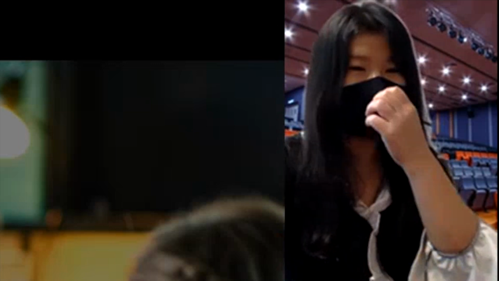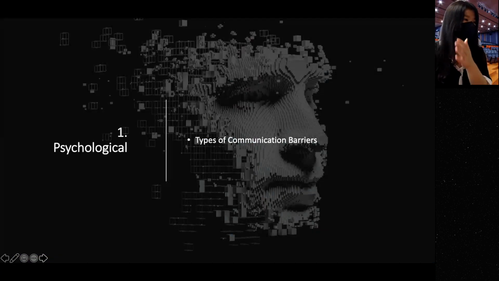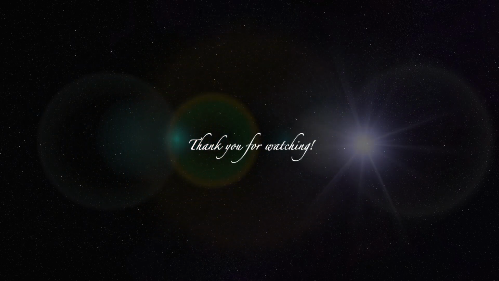Is it something like a psychological communication barrier, or is it related to something physical? So Pitchy, yes. Psychological, because it's in the head, right? It's your trust issues. So it's psychological. All right, very good. Now, here we will start talking about the types of communication barriers, and voila, the first type of communication barrier is psychological communication barriers. Okay.